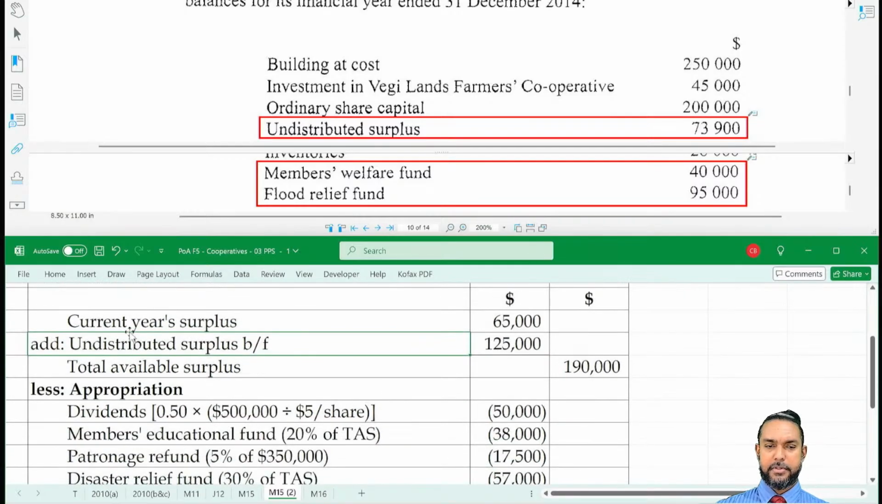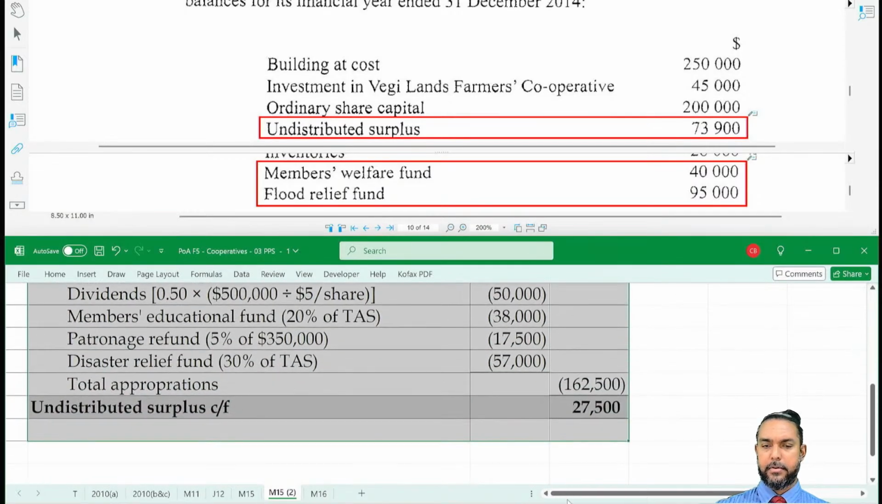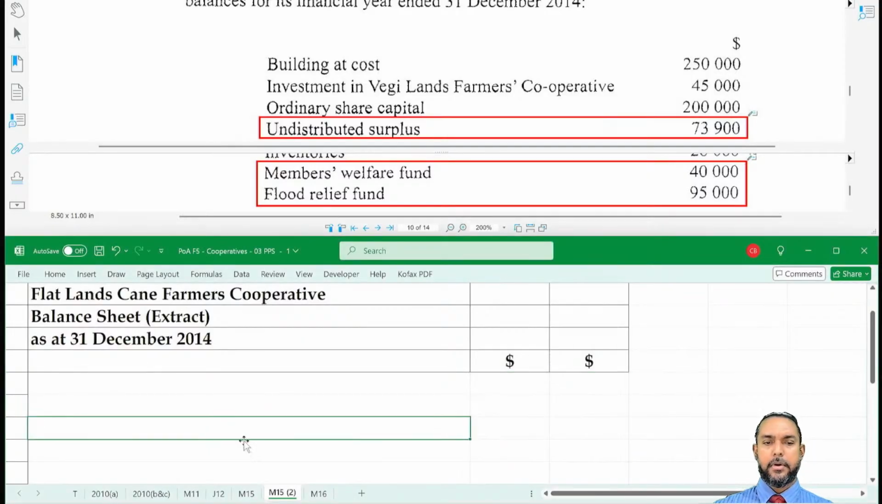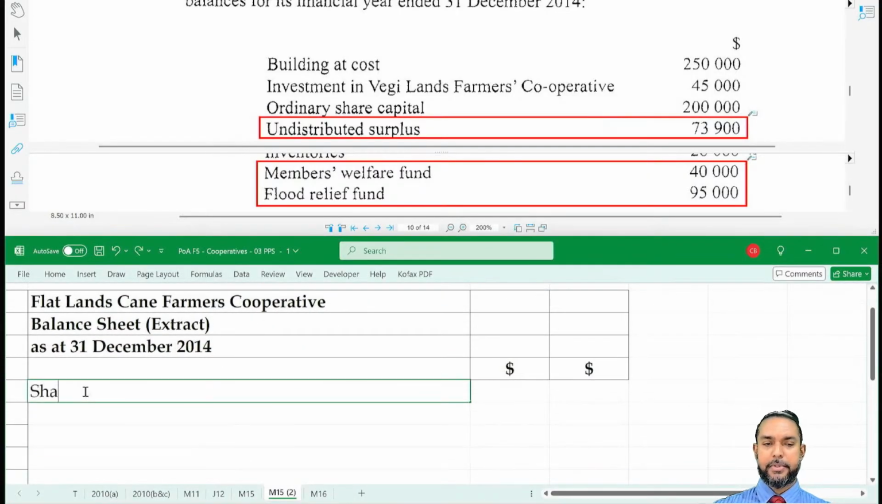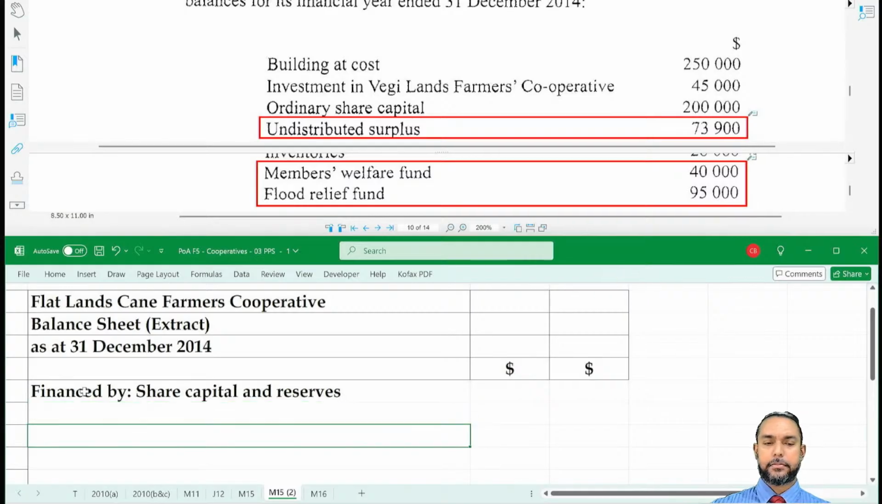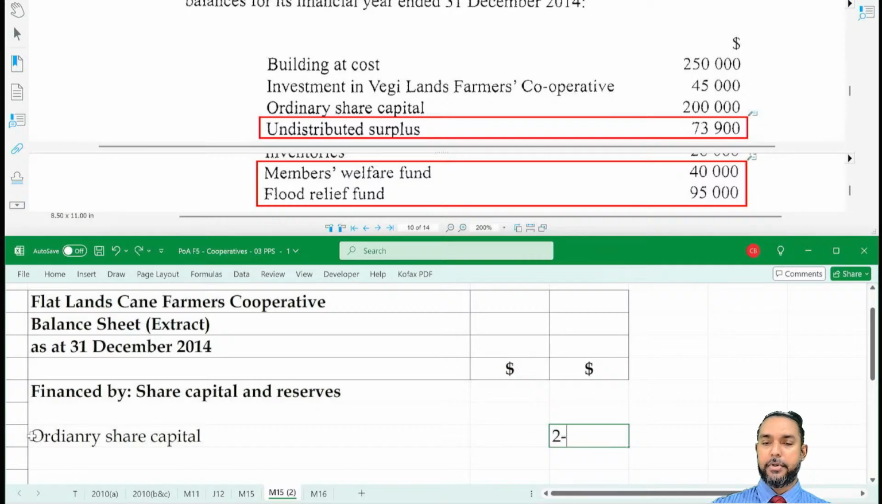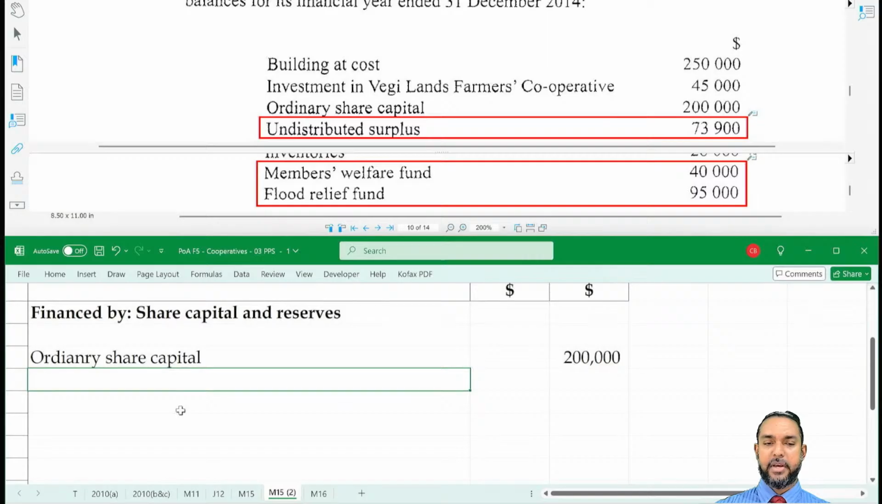Okay, so let's just clear out some stuff here. Okay, cool. So again, we're going to start with the share capital. So the capital section, so let's just say financed by share capital and reserves. So your share capital is given to you, or you can even just put ordinary share capital. That's 200,000, right? And from there we have the reserves.